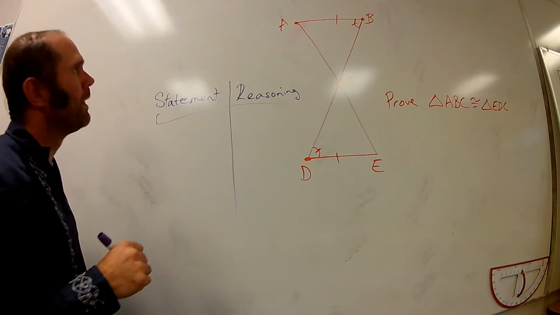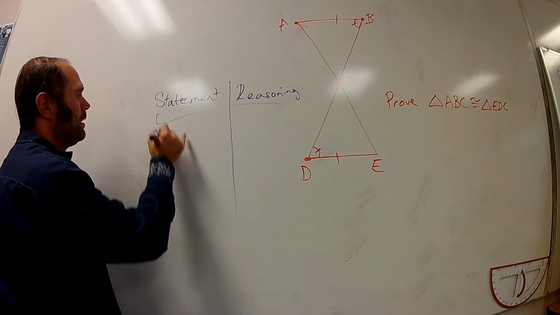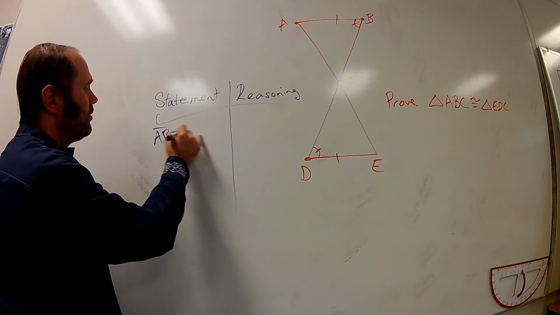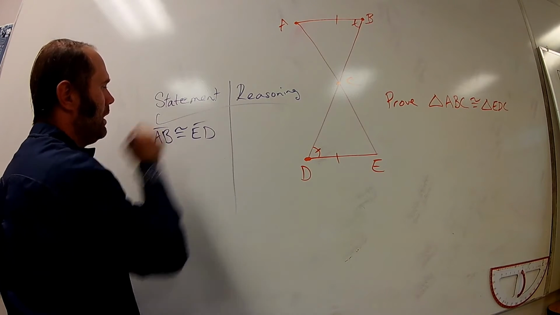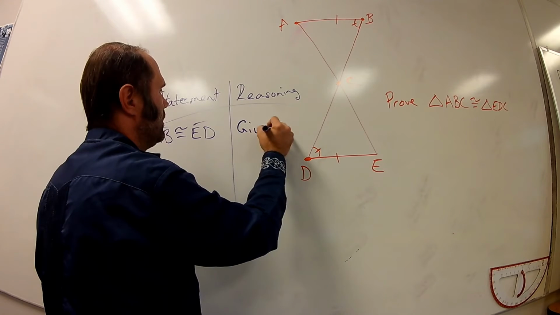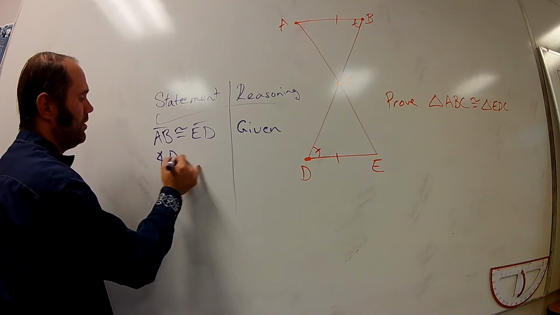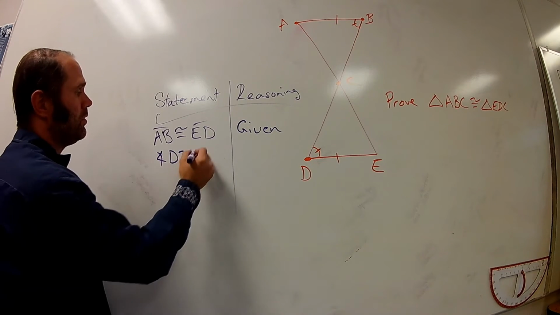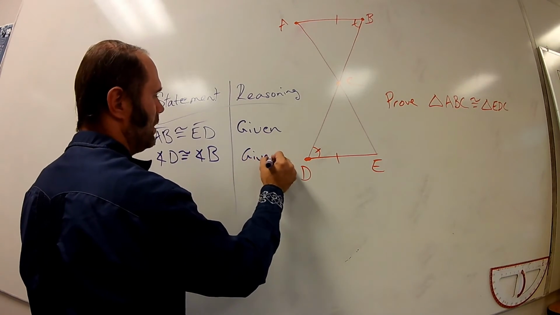All right. The first statement I'm going to make is that segment AB is congruent to segment ED, and that's because it's given by this dash. So that's given. The next is that angle D is congruent to angle B, and that is also given.